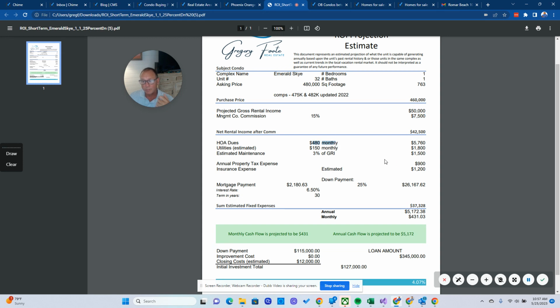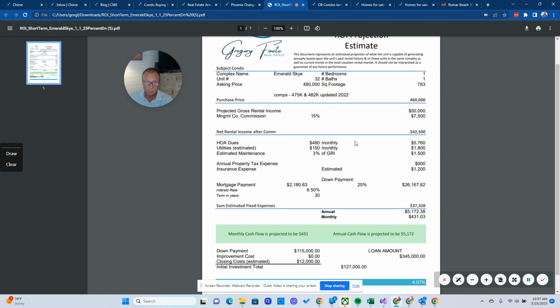Our HOA dues are $480 a month, so $5,700. Utilities typically are going to be in the $150 range for almost all condos, unless there's a serious problem with the HVAC unit or windows, etc. The condition of the unit is one of the factors. We would probably never even get to this point if we believed there's an issue that egregious.